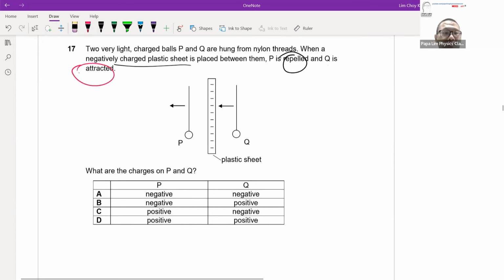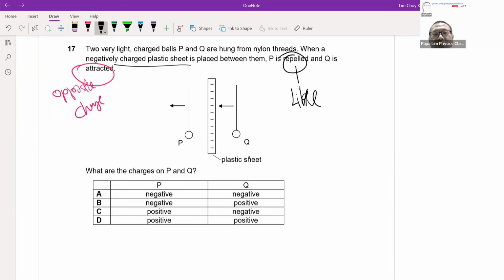When we talk about attraction, we are looking at opposite charge. And if we're looking at repulsion, we are looking at like charges. So these are the clues that are given to us. These are the meanings when we tell the students repel, and this is what I need the students to infer when I talk about attraction.